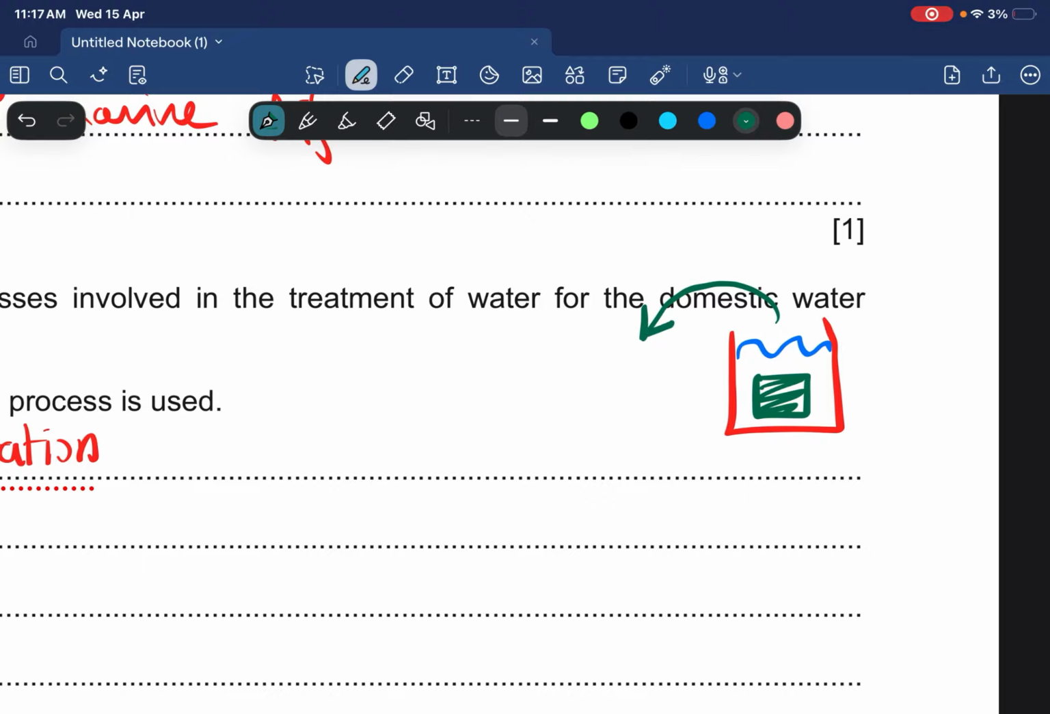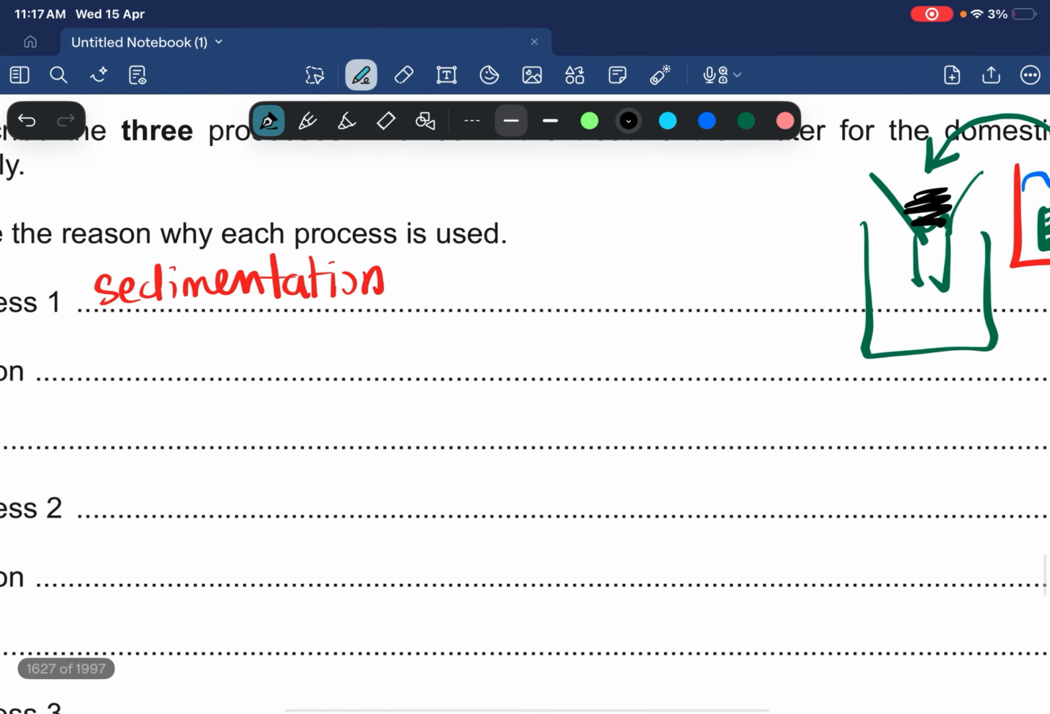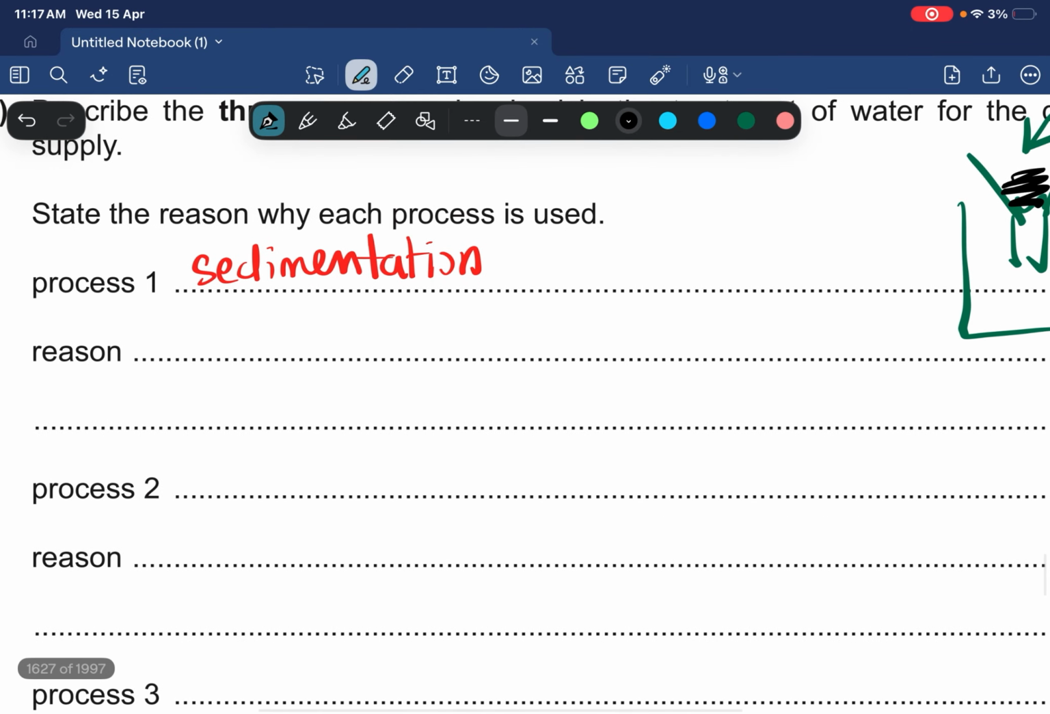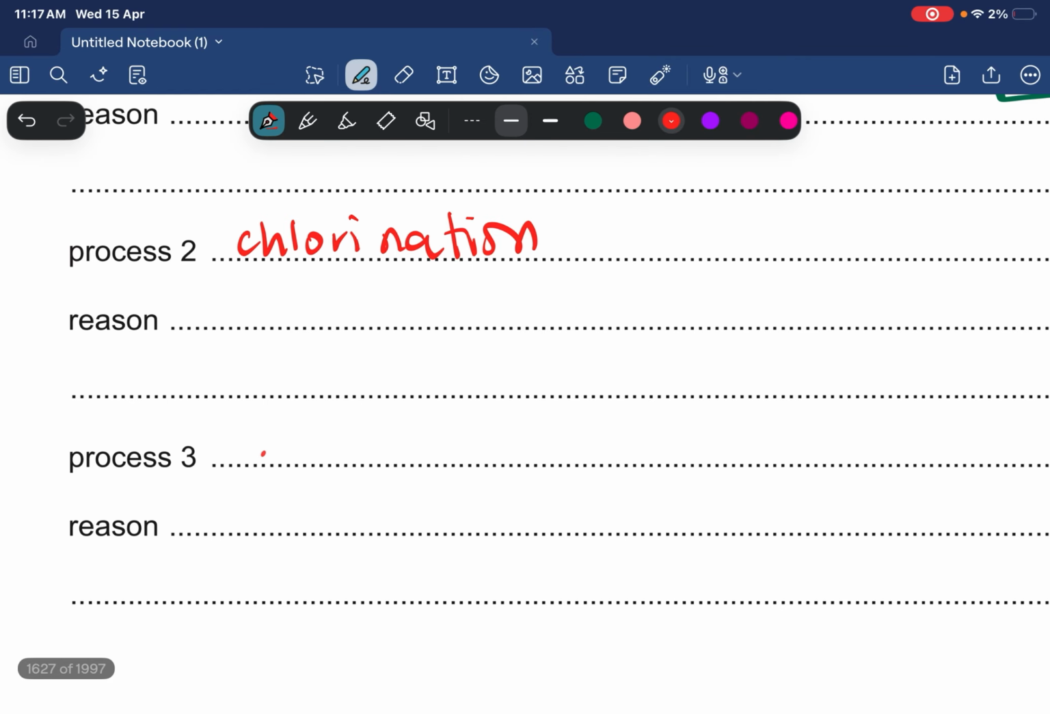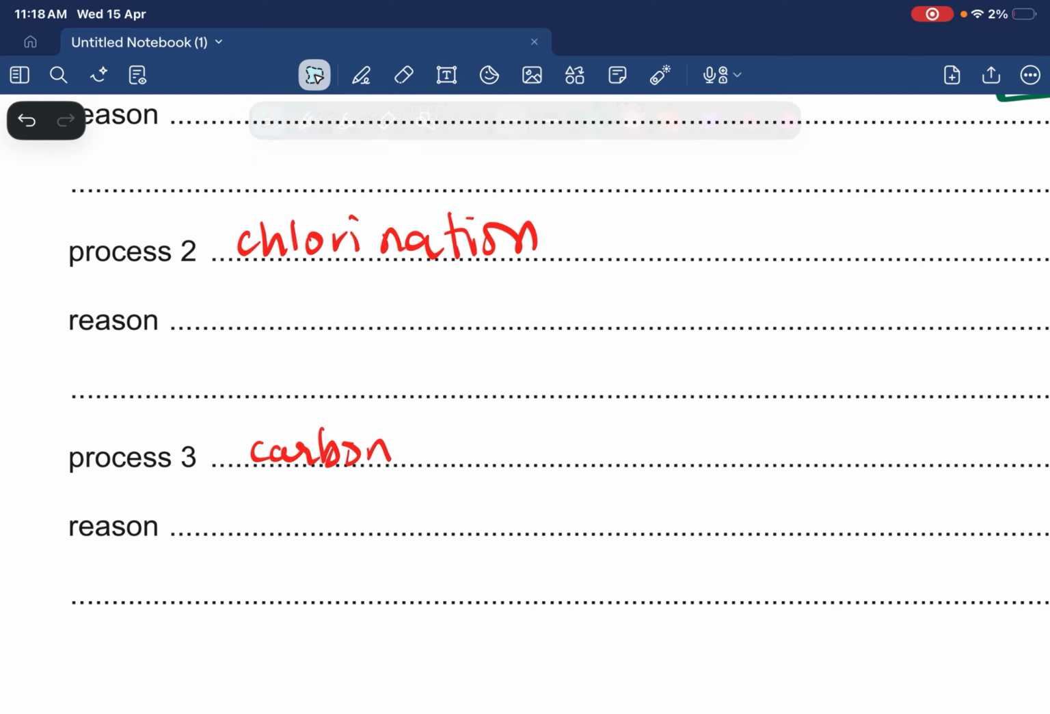What you do is you simply pour the water, filter it, and pour it in a way that all the insoluble things are gonna filter out. They're gonna be moved away. Sedimentation. Number 2 is chlorination. Chlorination means killing microbes. The microbes you cannot see, like the harmful bacteria. And number 3 is adding carbon.